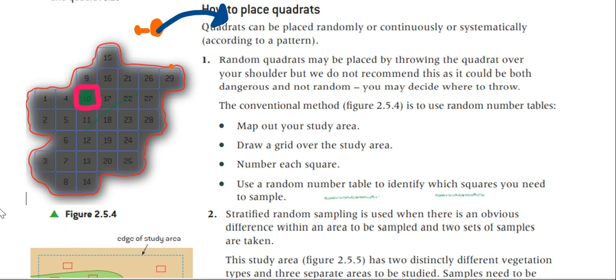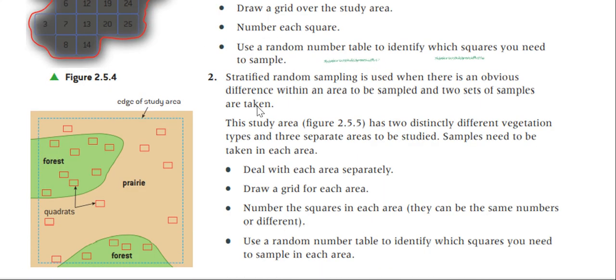You can also use other ways, such as this one. I haven't really seen it a lot in past papers, and I don't think it's that important, but I'll still explain because it's there in the syllabus, so I didn't want to miss that out. It's stratified random sampling, and it's used when there's an obvious difference, like, for example, a prairie and a forest. So you have to deal with different areas, and they have to have different vegetation types.